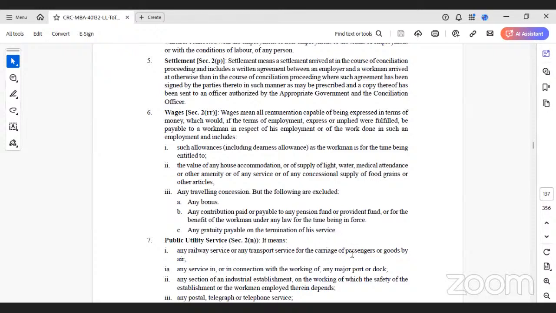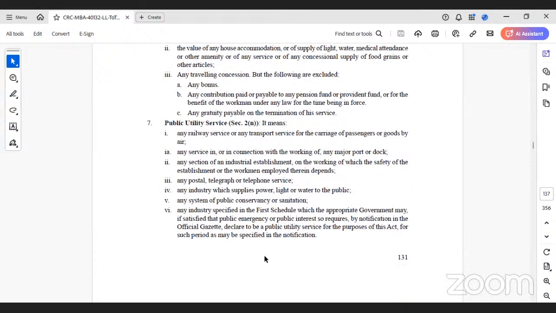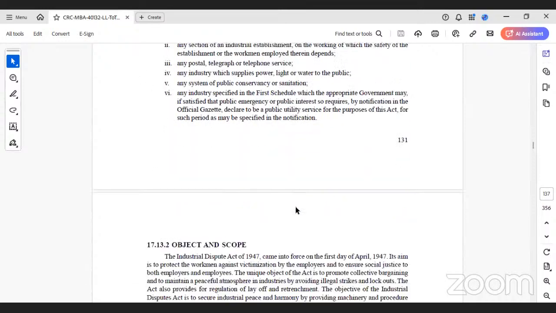Any traveling concession, but excludes the following, that is the bonus and any contribution paid or payable to any pension fund. And public utility means a railway service or a transport service or any service in connection with the working of a major port or dock. It can be an industrial establishment, any postal, telegraph or telephone service, or any industry which supplies power, light, or water to the public, or it can be conservancy or sanitation. So anything can come under the public utility.